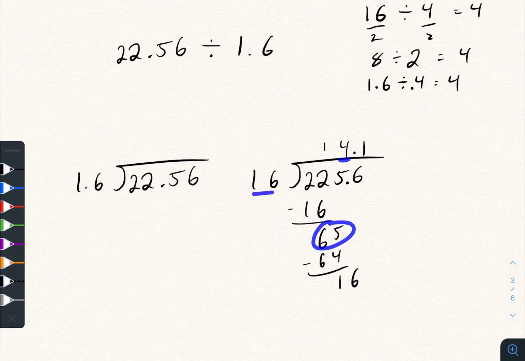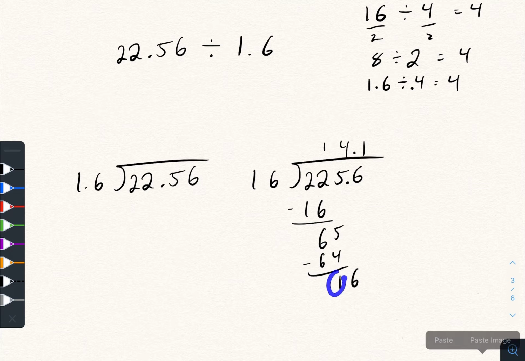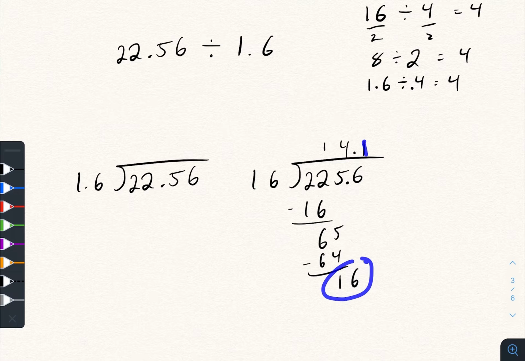65, 16 goes into 65 4 times, you get 64. Take that away, you're left with 1. Carry the 6. How many times does 16 go into 16? Just once. Okay. And then we ignore the decimals up to that point. And when we do this, we have to bring this decimal up here, essentially just lining up the place values. Okay.